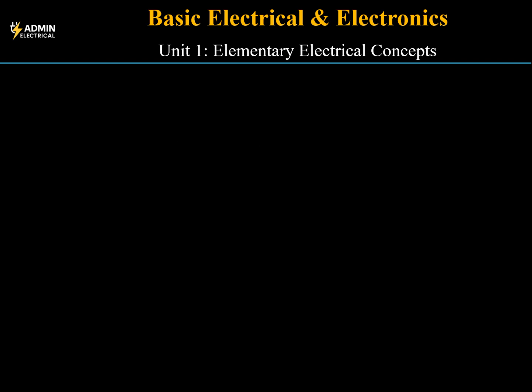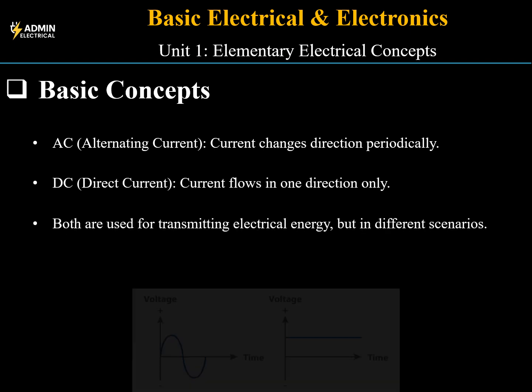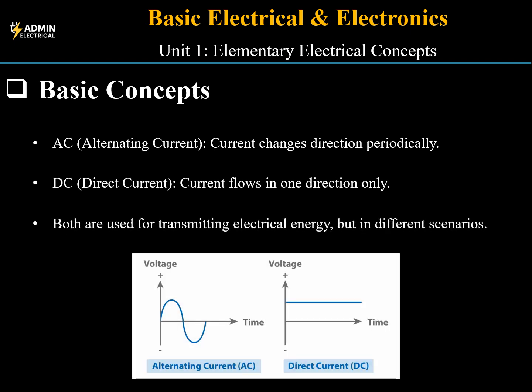Let's recall the basics. AC, alternating current. Here, the current changes direction periodically. In India, this happens 50 times per second, 50 Hz. DC, direct current. In this case, the current flows in only one direction. Both AC and DC can be used for transmission, but they have different characteristics and are used in different scenarios.